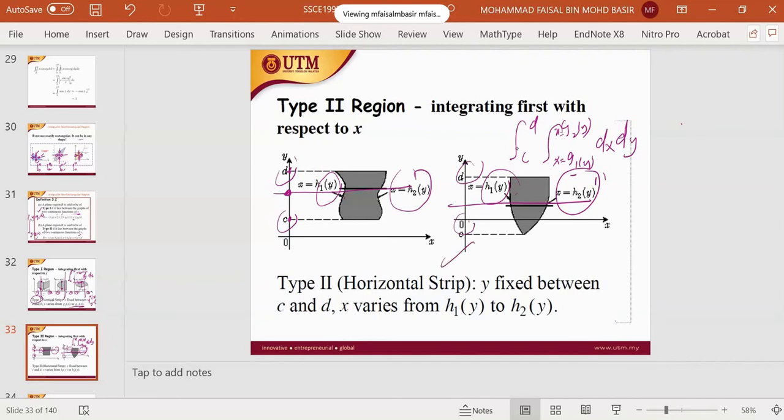Horizontal strip. y is fixed, x is varying from h1. Let's say you have y equals x squared. So you want x equals something, right? So your x will be square root y. It will be an example.